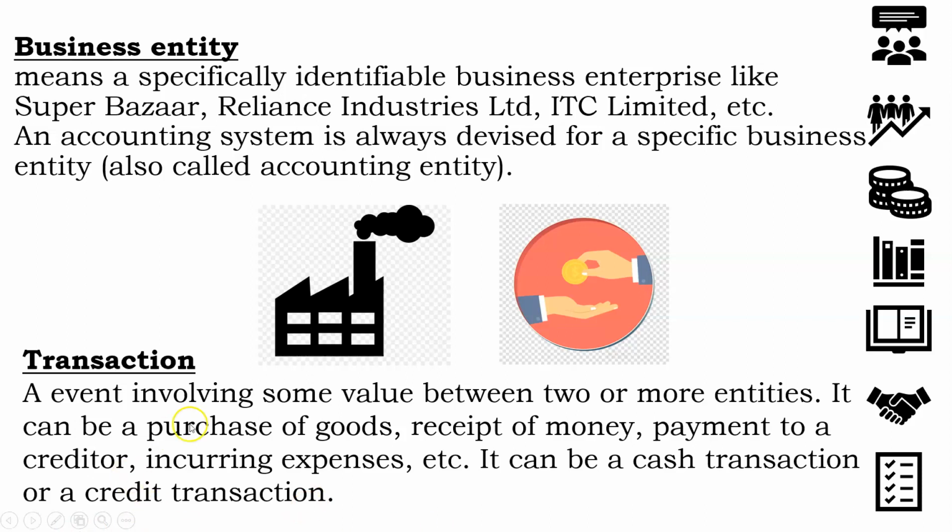So, purchase of goods here, or receipt of money. Now, for example, I sold one of the goods or one of the products that I bought for my boutique, for selling purpose, of course. So, I came across one customer and he bought one suit from me and I received money for it. So, the receipt of money is again a transaction. Payment to a creditor. Now, who is a creditor? It is a vendor only.